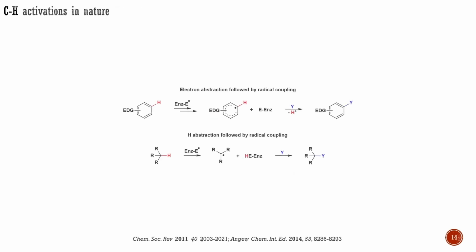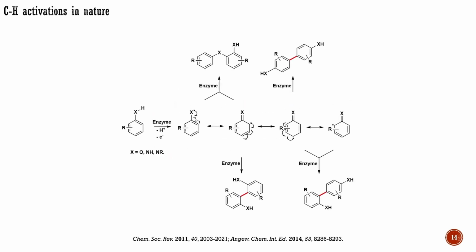CH transformations occurring in nature are mostly radical processes and share some similarities with CH activations by photoredox catalysis. Notably, in nature, CH activations are catalyzed by metalloenzymes, particularly by cytochromes located in our livers. For instance, one can observe the couplings of phenols, anilines, and their derivatives catalyzed by cytochromes.